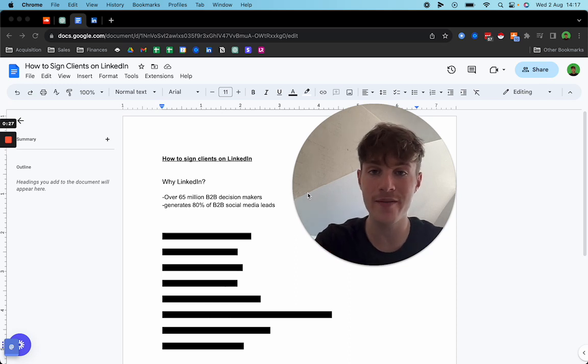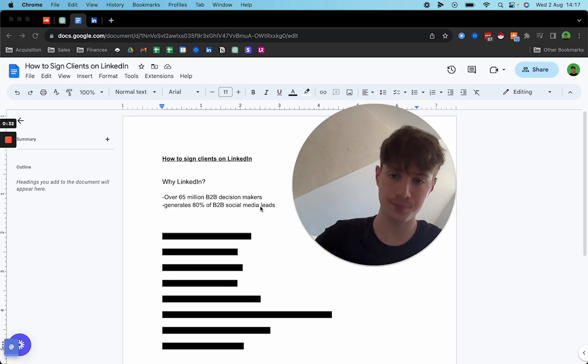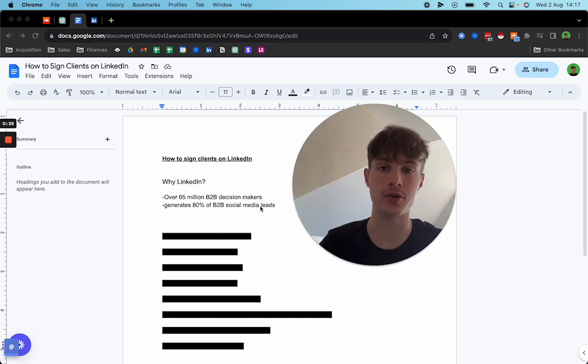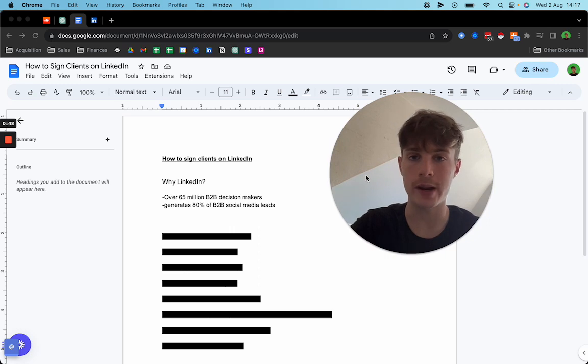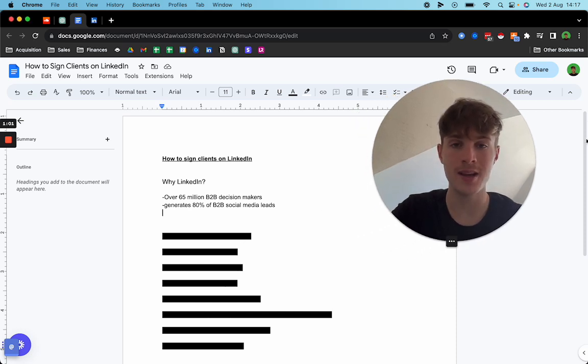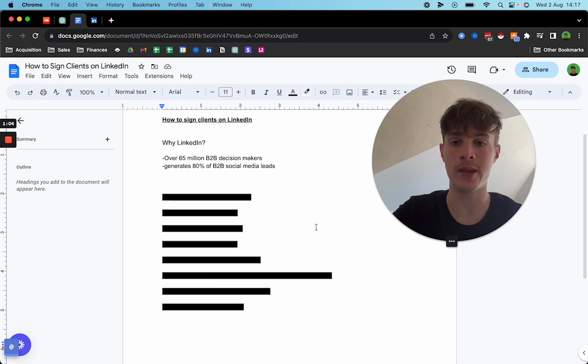Over 65 million B2B decision makers are active on this platform, and LinkedIn generates 80% of B2B social media leads. The other 20% would be Facebook, Twitter, and Instagram, the majority of that remaining 20%. LinkedIn takes a huge market share in generating the B2B social media leads. As you know, it's the business social media. It's where everyone goes to do business, with a bit of an element of social media to it as well. So those two stats are enough to make you realize how active it is with B2B decision makers and how many people with money there are on this platform that you can sell your services to.